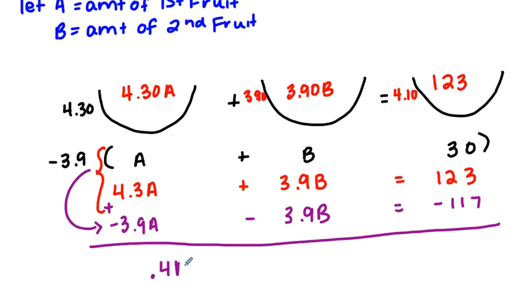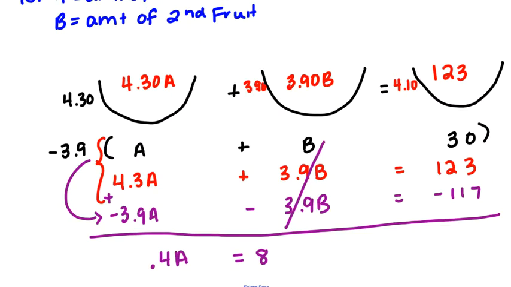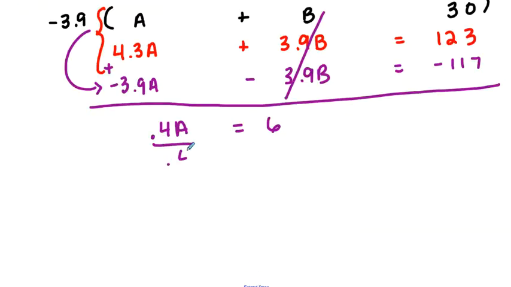So I get 0.4A, the B's get eliminated, equals 123 minus 117 is 8. Okay, that doesn't seem right. It's 6. I'm sorry. Coach Fred made a mistake. It's 6. Okay. Then I'm going to divide by 0.4. And again, that's asking me how many 0.4s go into 6, okay? Or how many 2/5 go into 6, which is 15, okay?